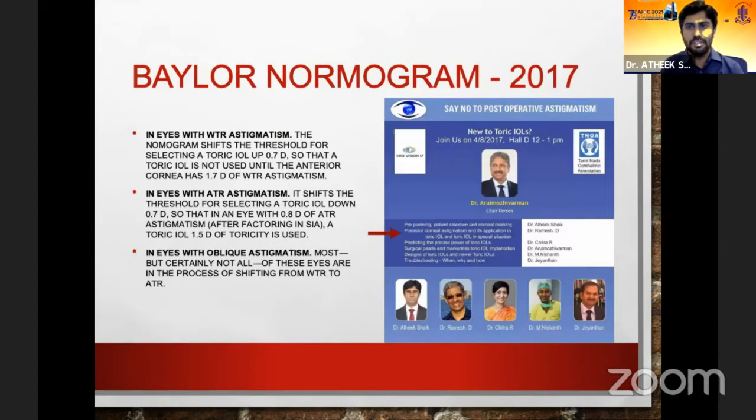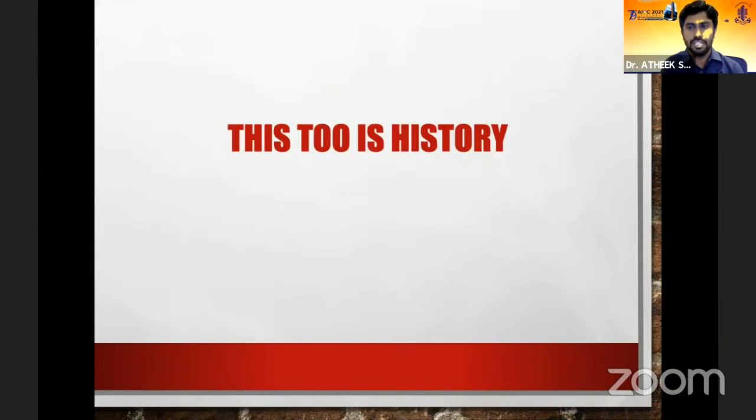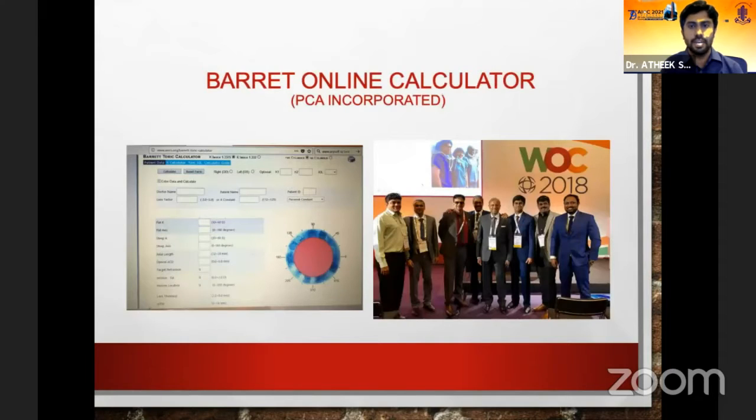So we also evolved, and when we did the IC in 2017, we included the topic of PCA into our talk and said PCA was the way forward for toric implants. Unfortunately, that also is history now. Ever since Dr. Barrett came out with his calculator, which RD sir will be explaining in detail, K values have totally undergone a sea of change.